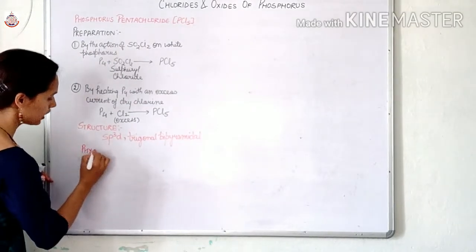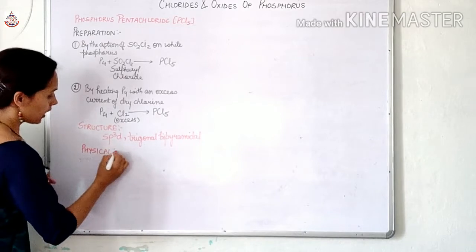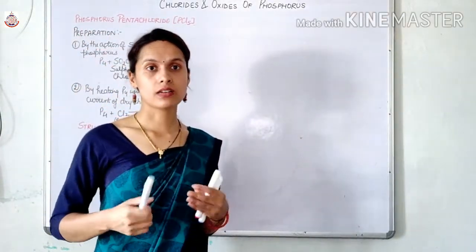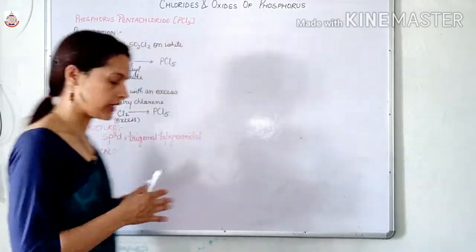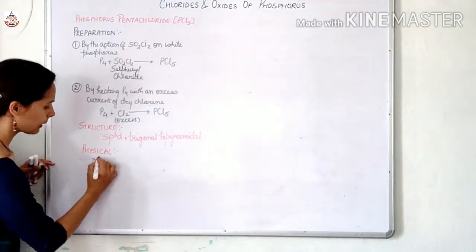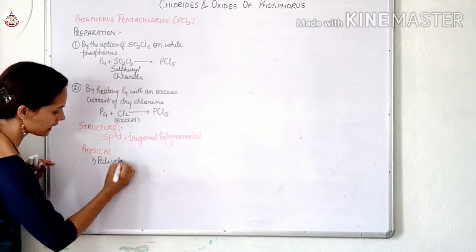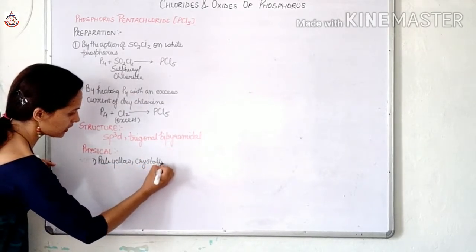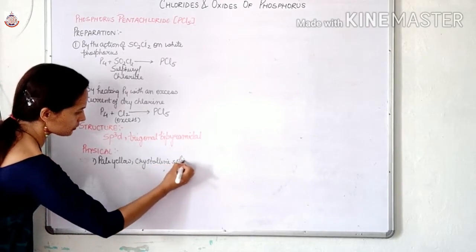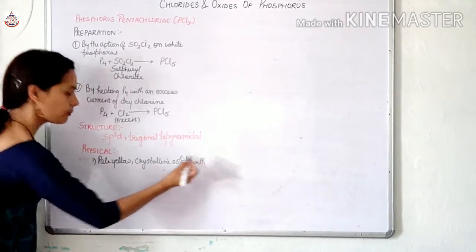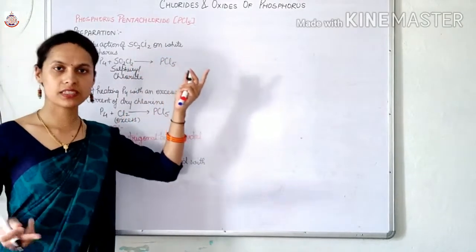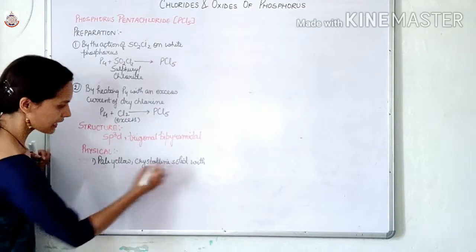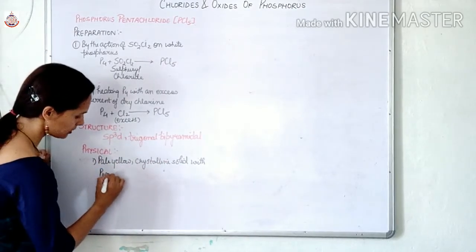If we remember, PCl3 is a colorless liquid, but PCl5 is a pale yellow crystalline solid with a pungent smell. Both have a pungent smell, but PCl3 is present in liquid form, whereas PCl5 is present in the solid form.